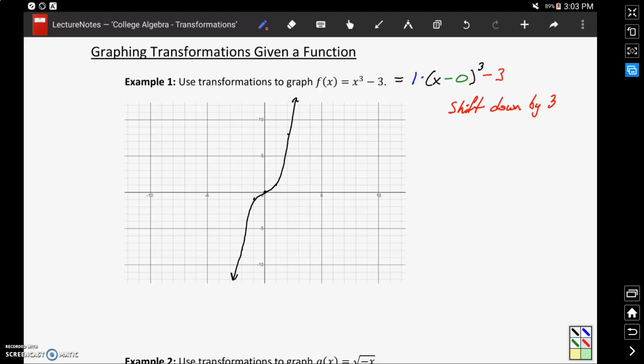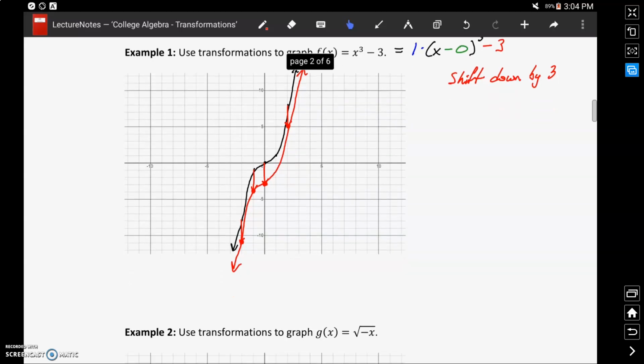Applying that shift down of 3 units would take every single point and slide it down by exactly 3 units. So what we'd end up with would be a new curve passing through our new points, which would look very similar to the graph we started off with, only translated or shifted down by 3 units.